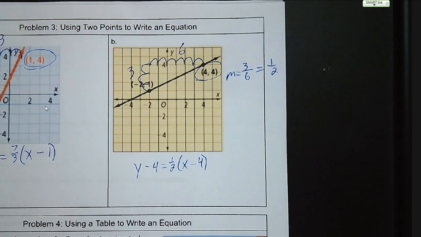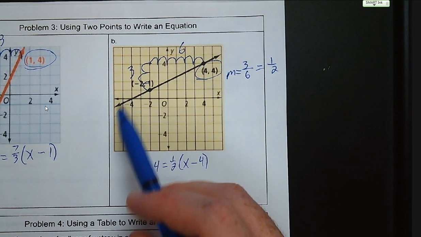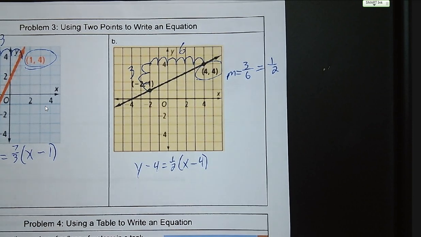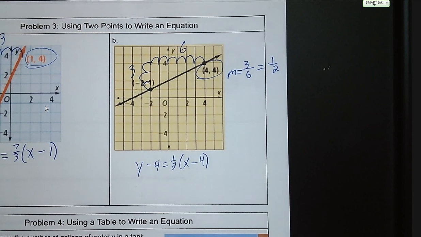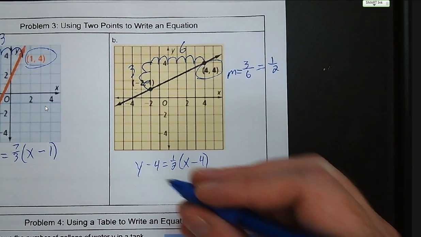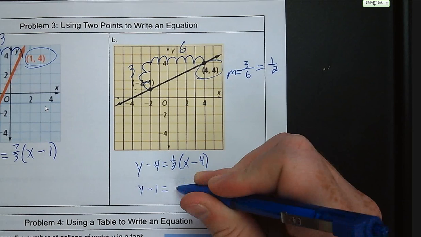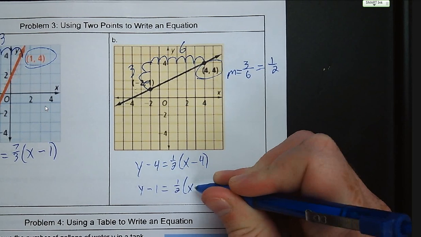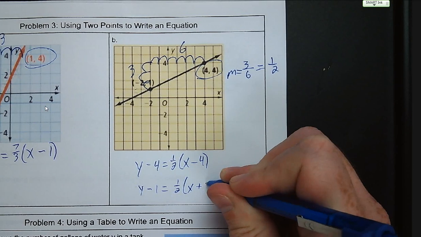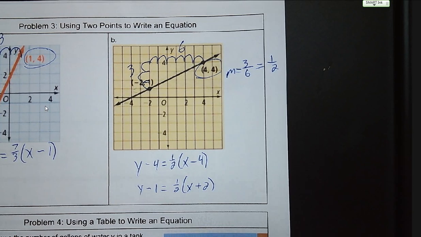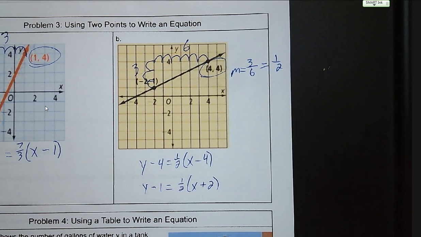Now, if you chose to use the negative 2, 1, you would get an equation that is equivalent, and we'll talk about how we can change that a little bit later on. But you will get an equivalent. Trust us on this, it will be an equivalent. So we could write y minus 1 is equal to 1/2 times x minus a negative 2 would be plus 2. All right, so there are two forms, and when we were to work on those, we would find they would equal the same thing.